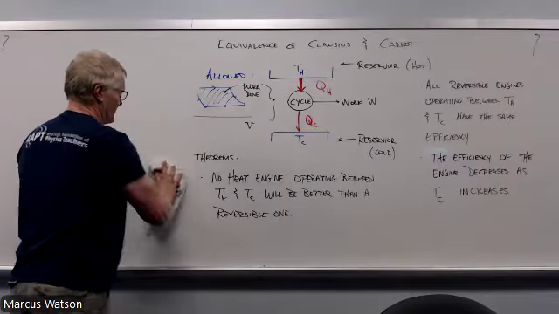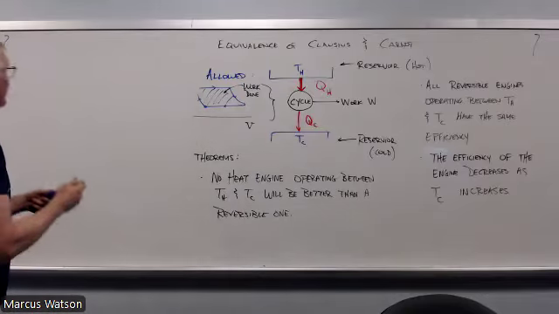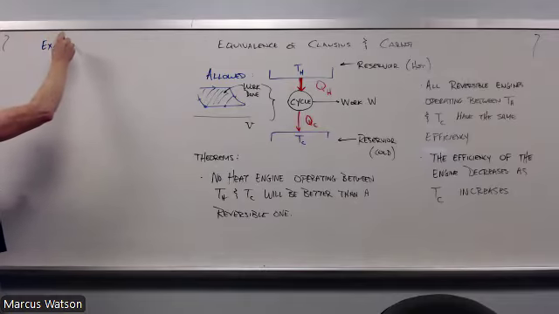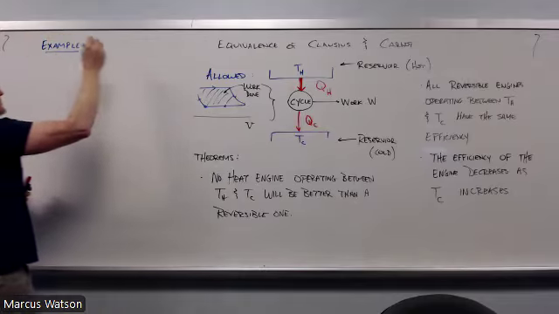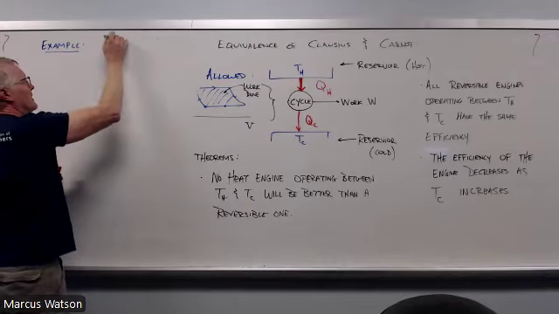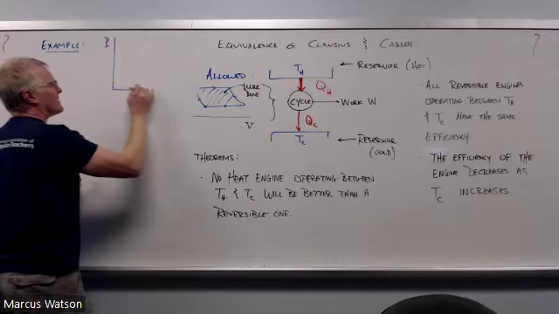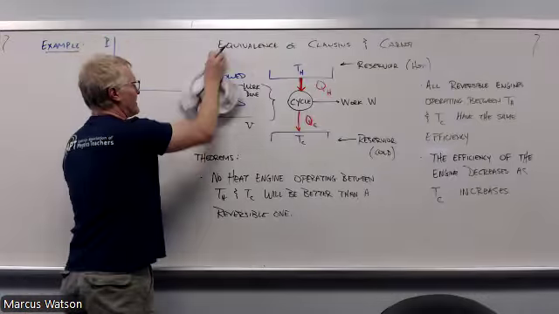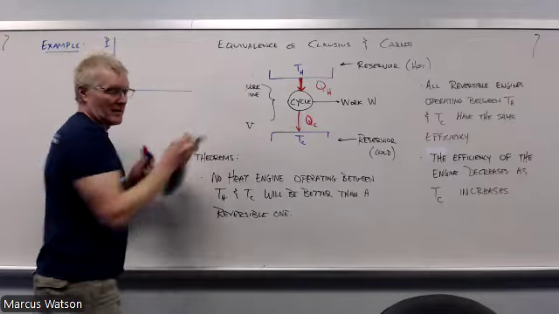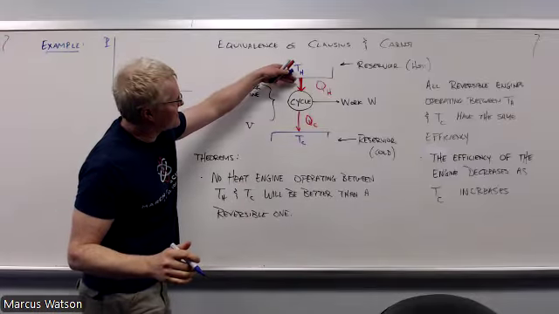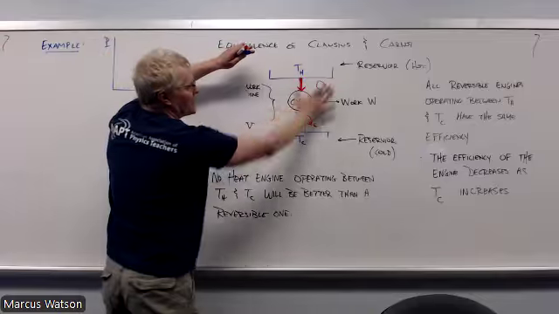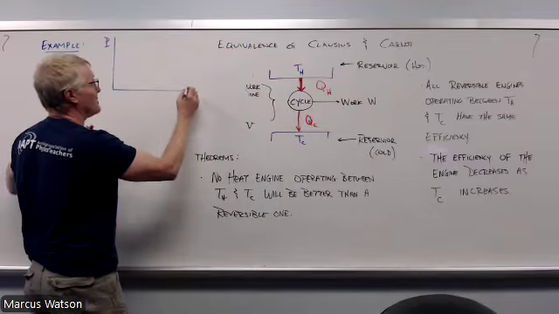I'm just going to erase this a little bit. Here's what we want to do. I want to take a fairly simple cycle and take a look at where the heat is going. How are we getting the work out? In other words, how do we recognize this whole thing on a PV graph?